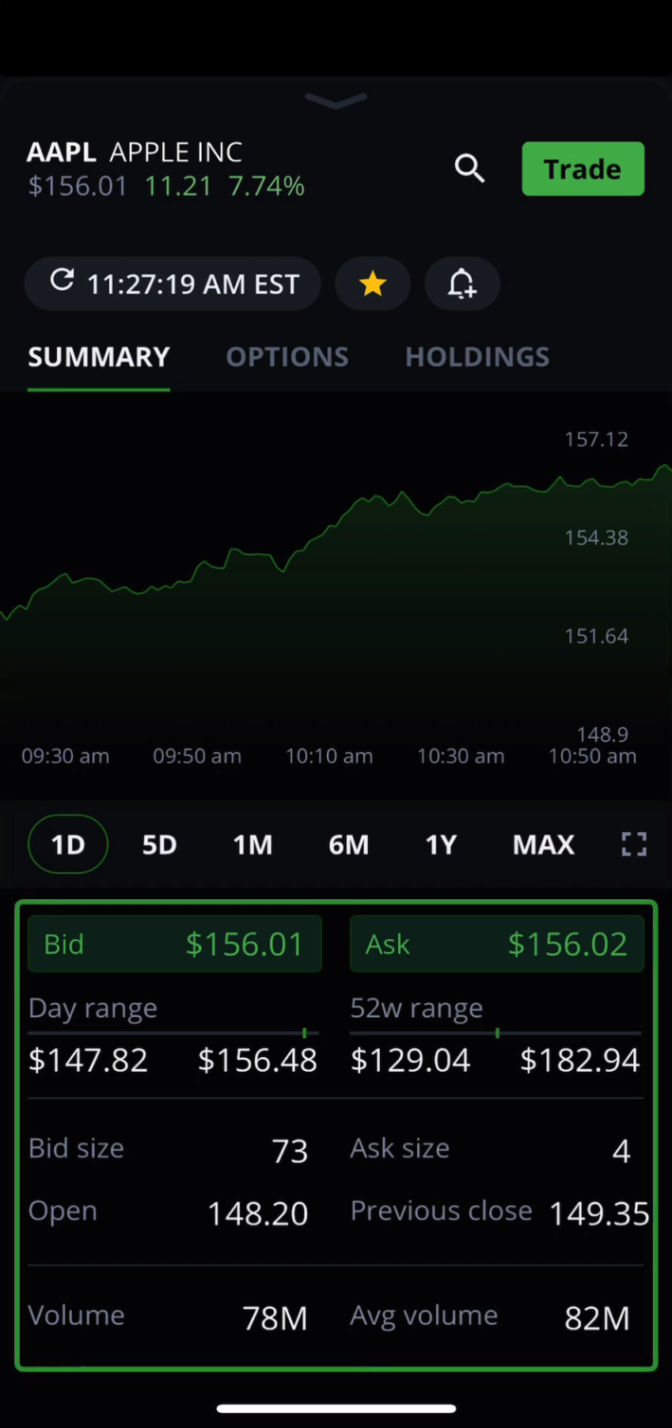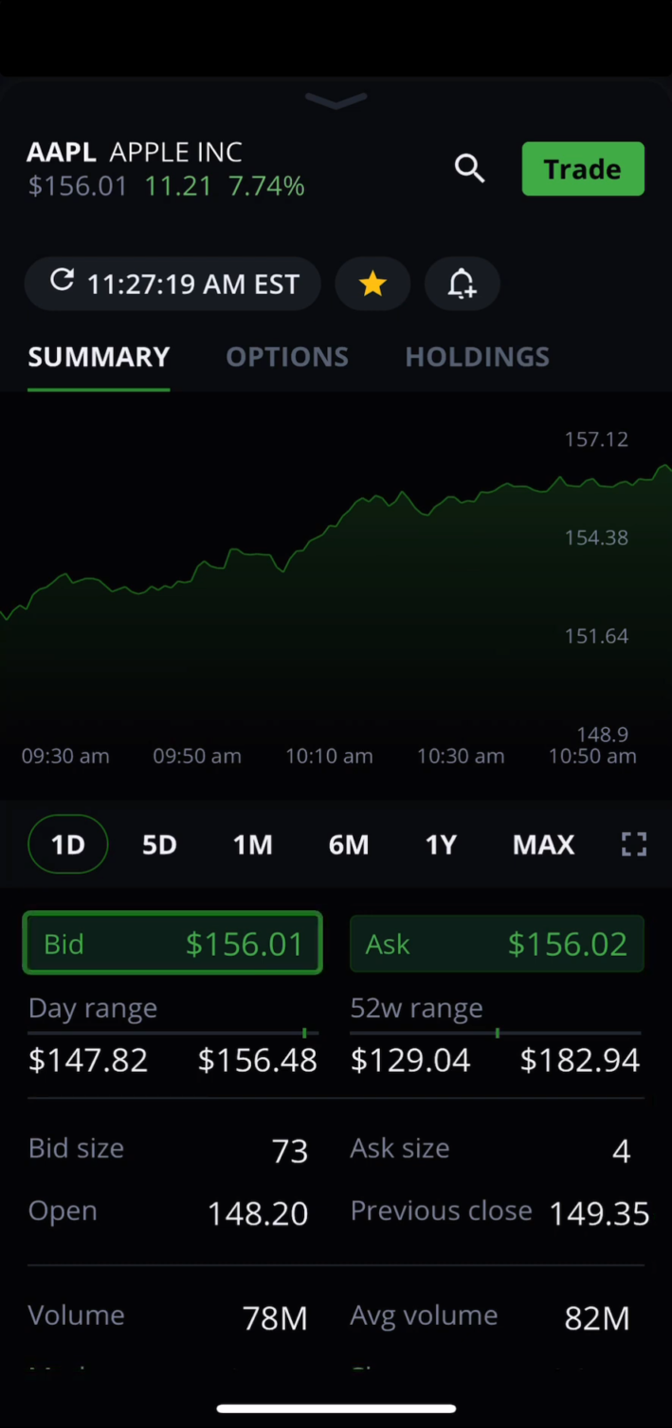Below the price chart, you'll find Level 1 quote data, which provides additional data about the security. First, on the left-hand side is the bid price. The bid is the highest price buyers are currently willing to pay. When the number of buyers increases, the bid price also tends to rise.